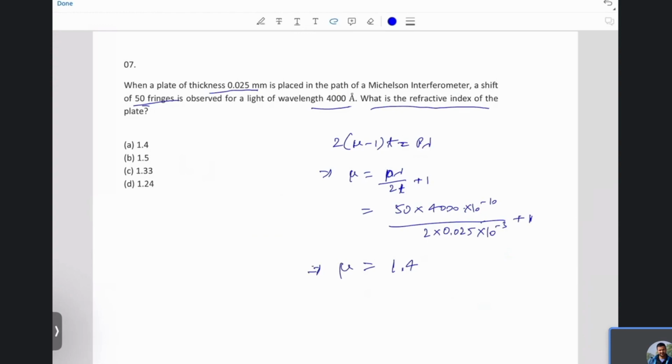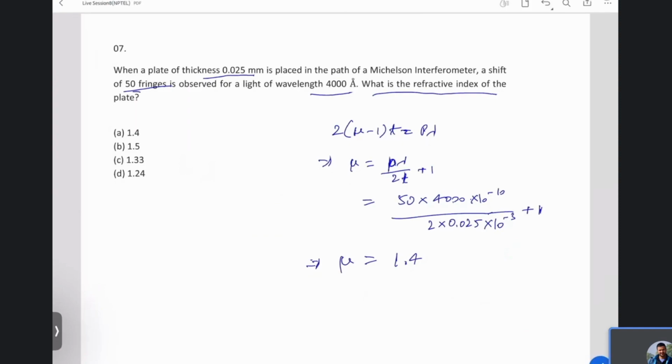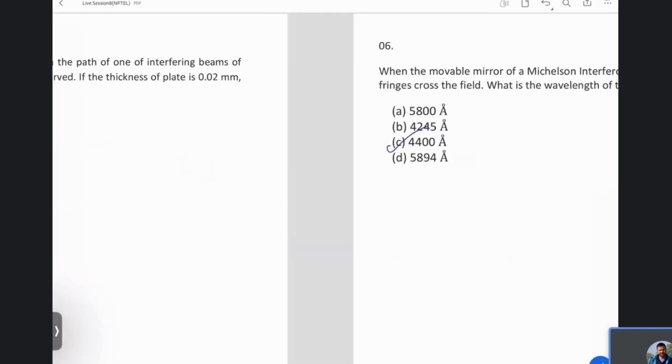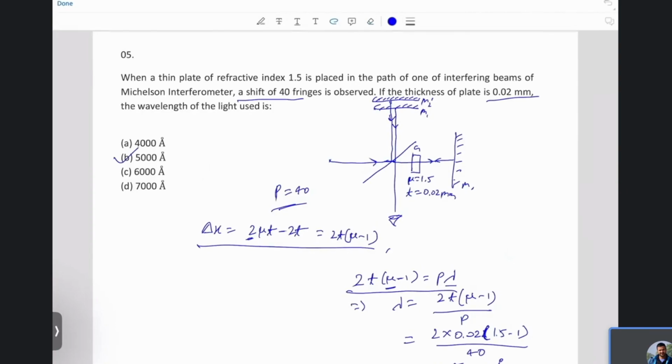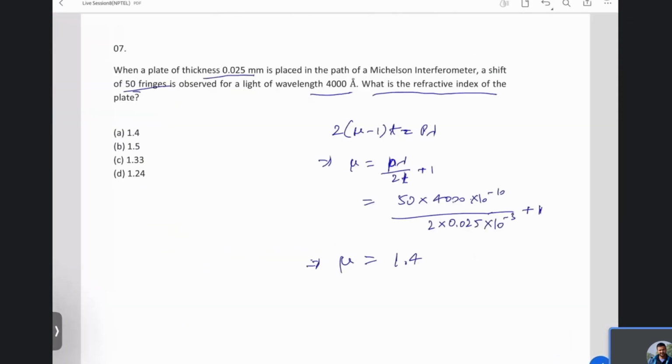So if you know the source that you are using for the Michelson interferometer experiment, you can calculate the refractive index of any material using the Michelson interferometer. This simple experiment is very powerful. Any question?